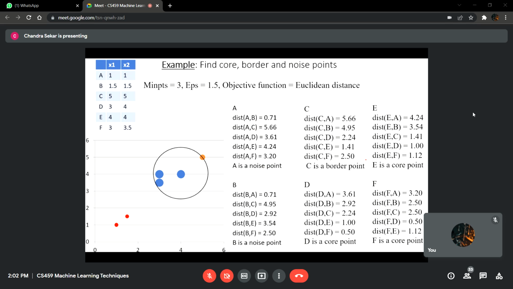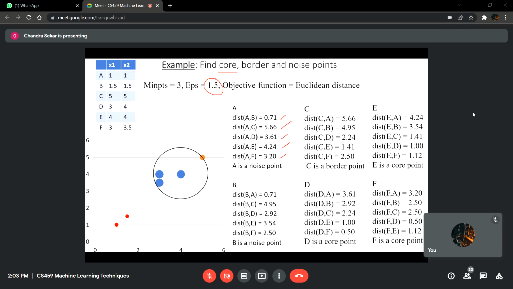The condition for the core point is that within a distance of 1.5, there should be 3 points. You can observe that data point B is 0.71 away from A, C is 5.66 away from A, D is 3.61 away from A, E is 4.24 away from A, and F is 3.2 away from A.